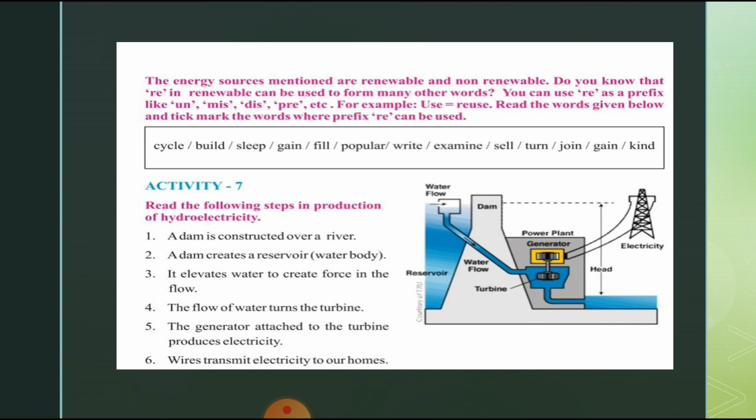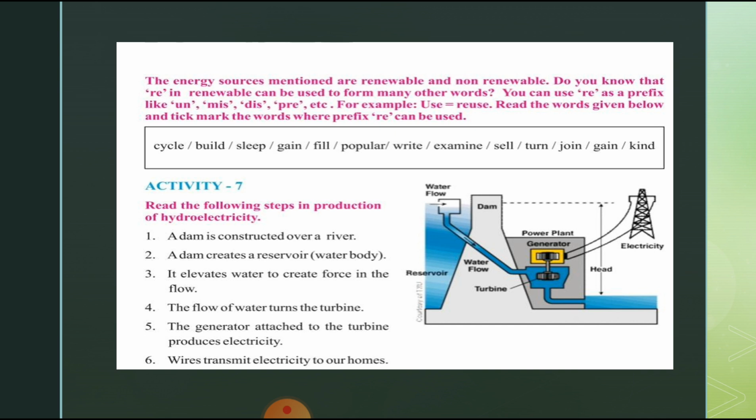Popular, no, we cannot use re over here. Write, yes, rewrite. Examine, re-examine. Sell, resell. Turn, no, we cannot add re over here. Join, rejoin. Gain, regain. Kind, no, we cannot use re in kind.